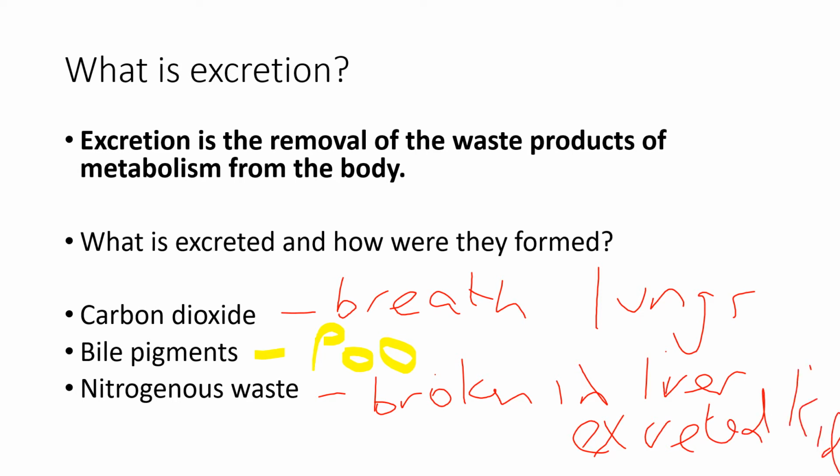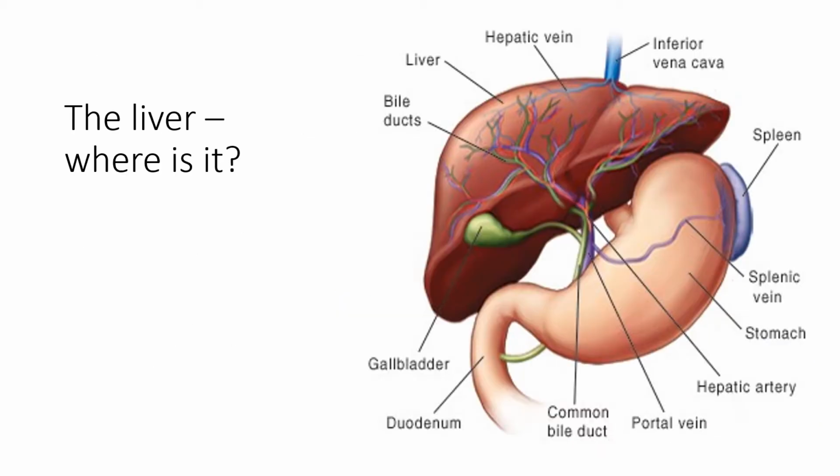That's terrible, sorry. So carbon dioxide produced during respiration is breathed out in the lungs. Bile pigments, produced when we break down hemoglobin and red blood cells, are excreted in the poo, so via the large intestine. Nitrogenous waste is what happens when we have excess amino acids. That's broken down in the liver and then excreted in the urine from the kidney. So the kidney is what actually gets rid of the urea, and it's excreted in the urine.